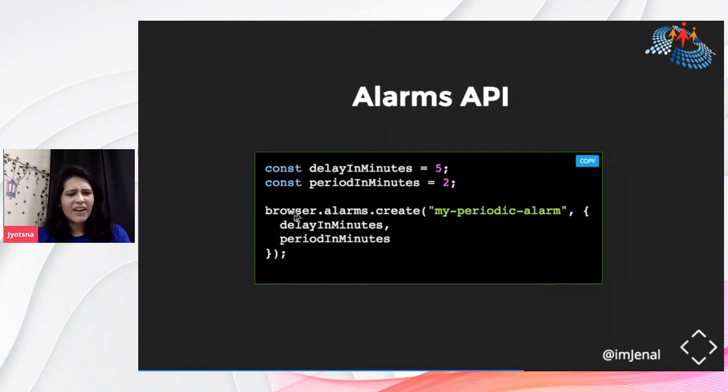So this is kind of straightforward. You are just using the browser namespace, the alarms API, and the create function of the alarm API, and you're providing the name and the values, and it will create an alarm with a delay of 5 minutes.